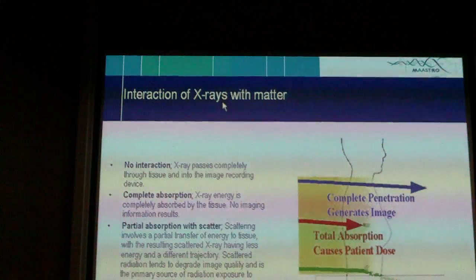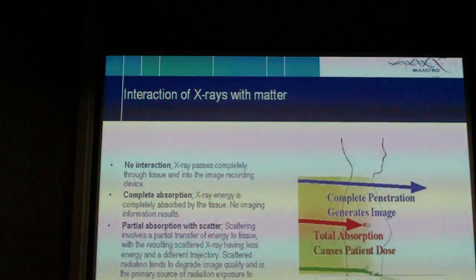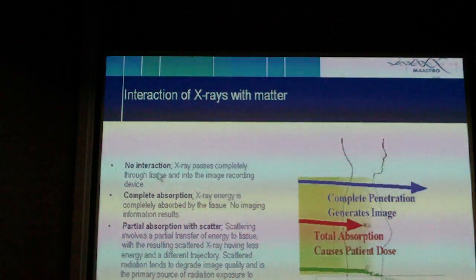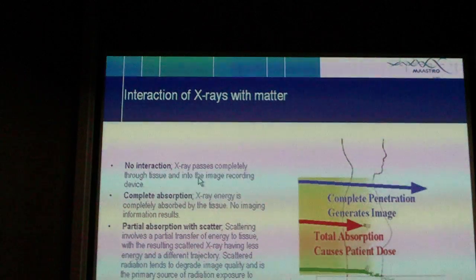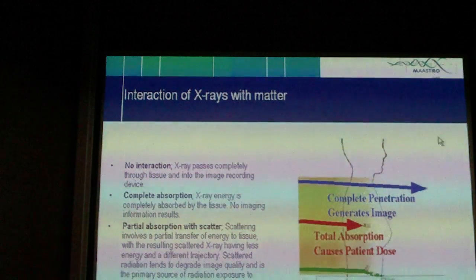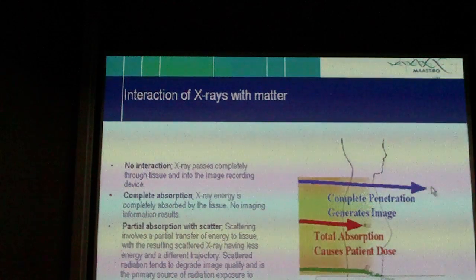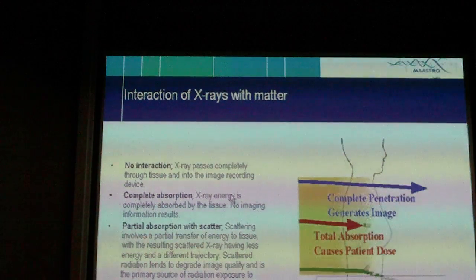Since we're mainly talking about radiotherapy here with X-rays, I first want to go into some interactions of these X-rays with matter, so with tissue. You can have no interaction, which means that your X-ray passes completely through the tissue. Suppose you have here a patient and an imaging panel next to the patient: when you have no interaction you get complete penetration, so all your radiation goes to the image. You can also have a complete absorption, so the X-ray energy can be completely absorbed in the body, as in the second example over here.